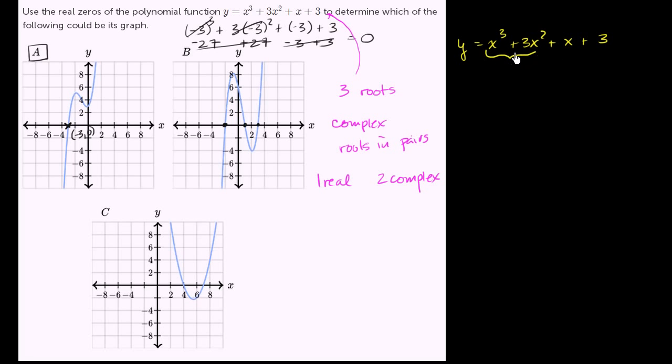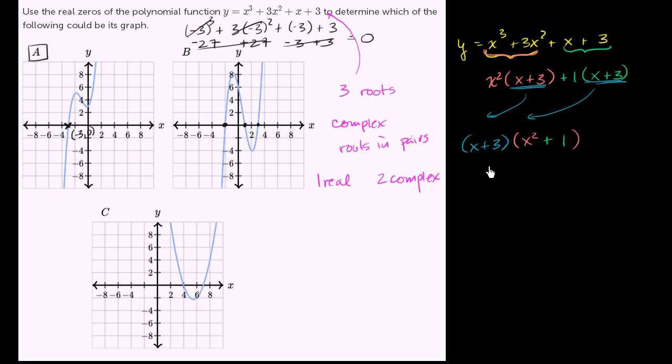So for example, these first 2 terms right over here have the common factor x squared. So if you were to factor that out, you get x squared times x plus 3, which is neat, because that looks a lot like the second 2 terms. We could write that as plus 1 times x plus 3. And then you can factor the x plus 3 out, and we would get x plus 3 times x squared plus 1.